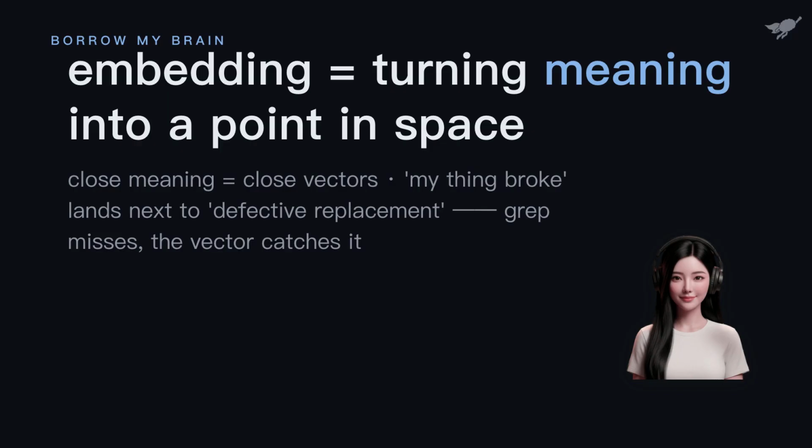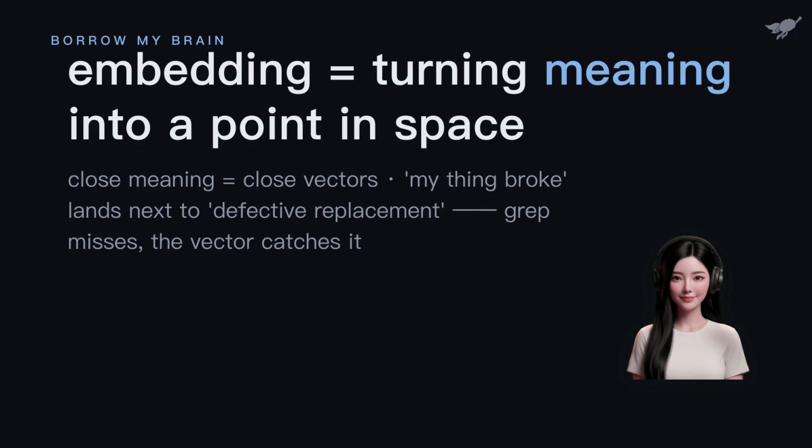As for how the similarity gets computed, it's just the cosine of the angle between two vectors. The more their directions line up, the closer the value gets to 1. You don't need to memorize the formula. Just remember, close in meaning, close in vector. That's enough. This is exactly why RAG uses embeddings, and not grep.